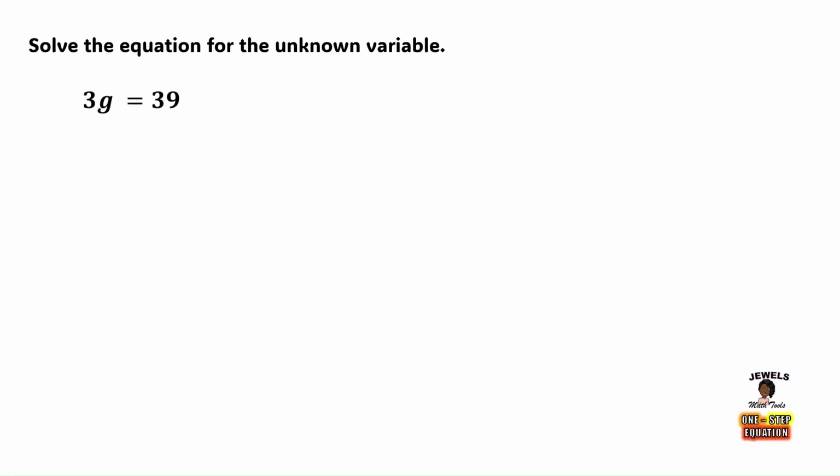So let's try one more example. So we have 3g equals 39. Again, feel free to pause the video and try and solve the equation for yourself. And then when you're ready, you can unpause the video and work along with me. So remember that 3g means that 3 is being multiplied to g.